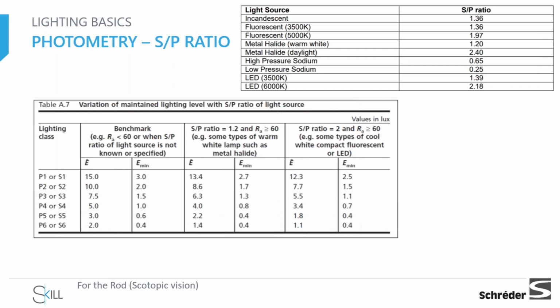And hence some of the authorities, like the PSEN 5489, which was introduced in 2013, identified what is called the SP ratio, scotopic photopic ratio, in the table above. And we see that every light source has a different ratio. For incandescent, it's 1.36. Fluorescent warm colors is also 1.36, but for fluorescent 5000 Kelvin, which is cooler, the SP ratio is higher, 1.97. For high pressure sodium, the value is very low, 0.65. And for the LED, if we are speaking about the cool white colors, the SP ratio is very high, 2.18.